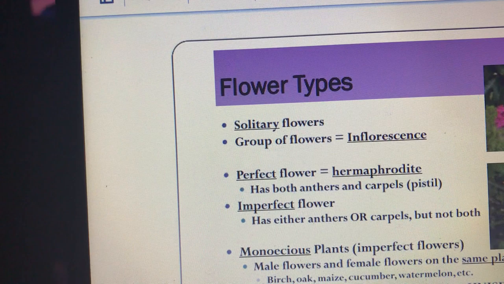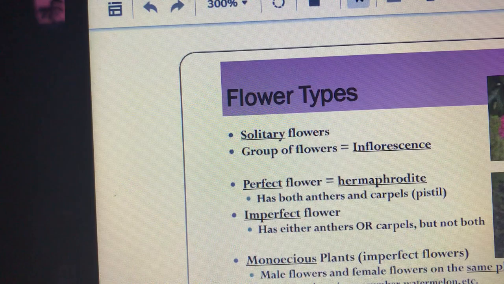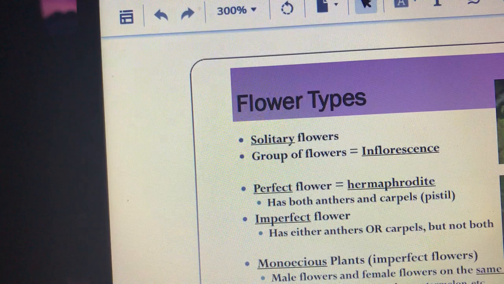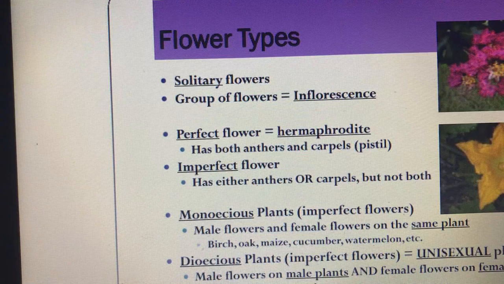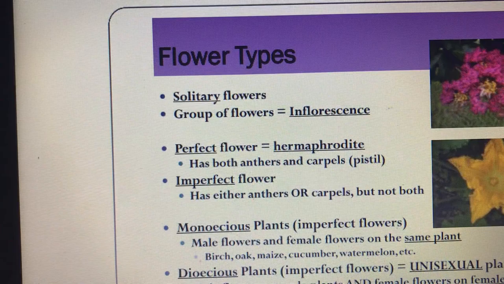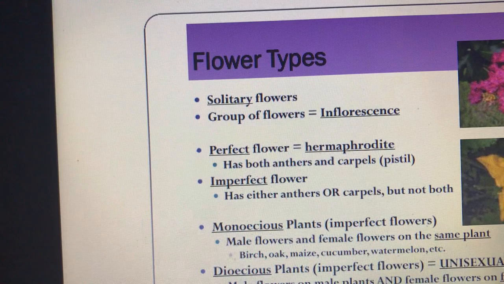Some examples of this are birch, oak, maize, cucumbers, and watermelons, where the male flowers and the female flowers are on the same plant. Now for the dioecious plants, in terms of imperfect flowers, they equal unisexual plants. They're called unisexual plants because the male flowers are on the male plants and the female flowers are on the female plants. Some examples of this are the mulberry, the willow, and the poplar.